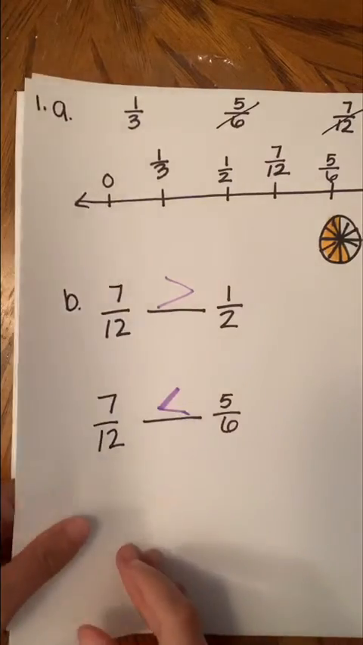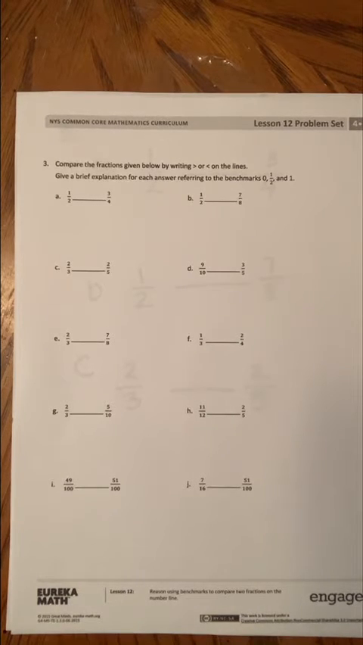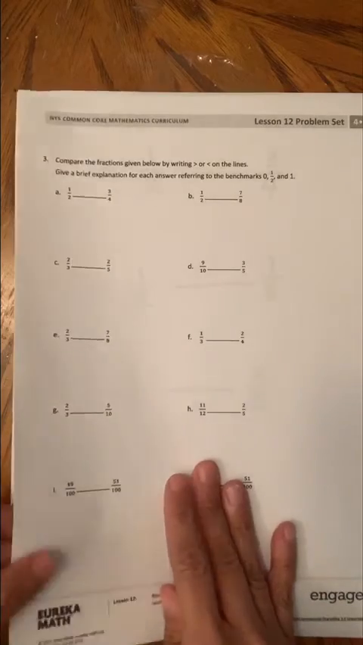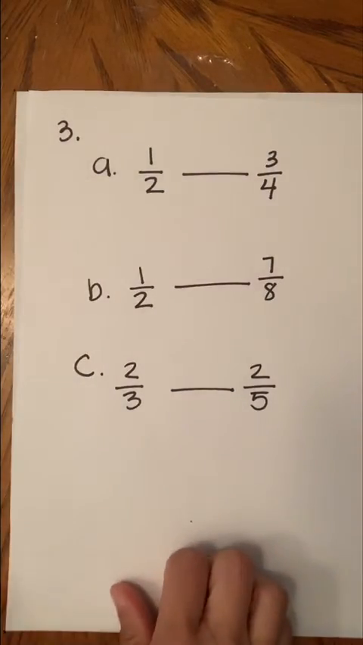Let's move on to number 3. Let's do some of our parts of number 3 together. Number 3 says, compare the fractions given below, writing greater than or less than on the number lines. It says, give a brief explanation for each answer, referring to the benchmarks 0, half, and 1. Okay, let's go ahead and do the first few together, okay?